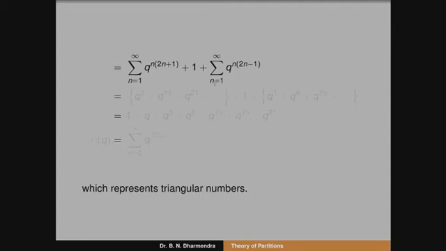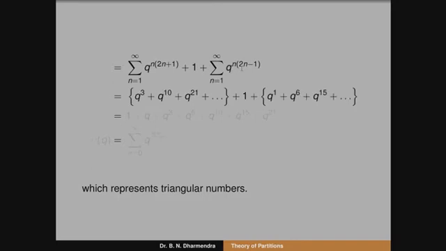Similarly, in the second series, n is equal to 1: 1 into (2 minus 1) becomes only 1, that is q to the power of 1. For n is equal to 2, 2 times (4 minus 1, that is 3), the term is 2 into 3, that is 6. Similarly, the next term becomes 15. We just have to observe the terms here.